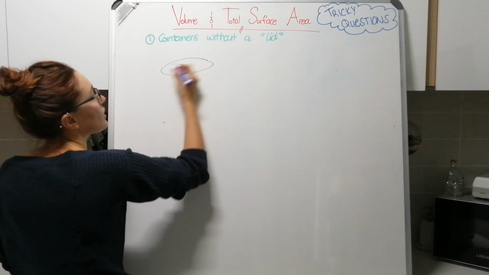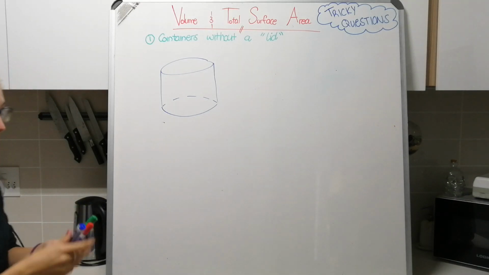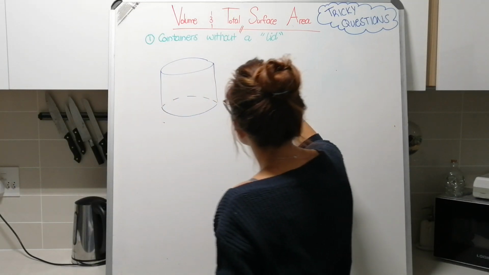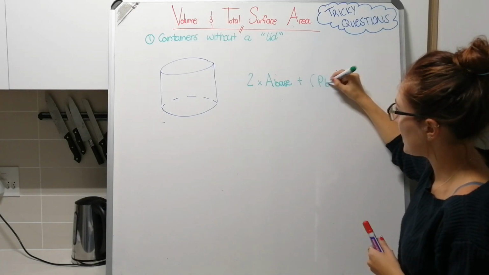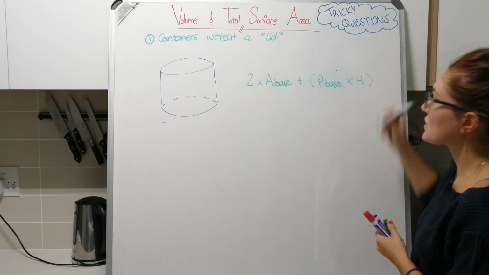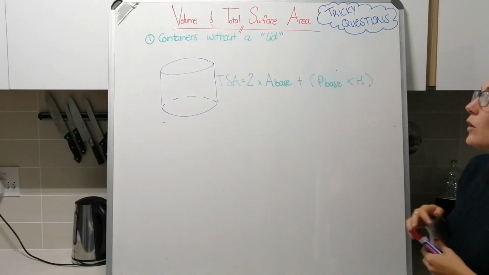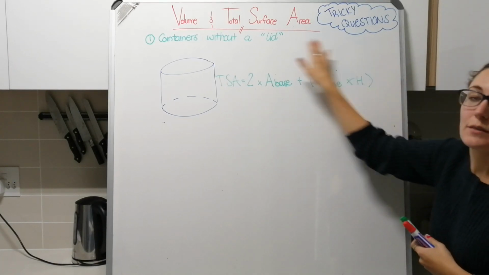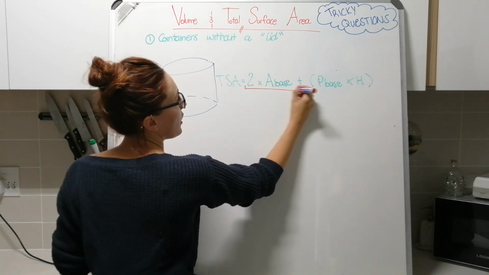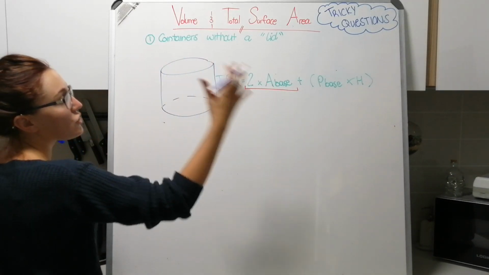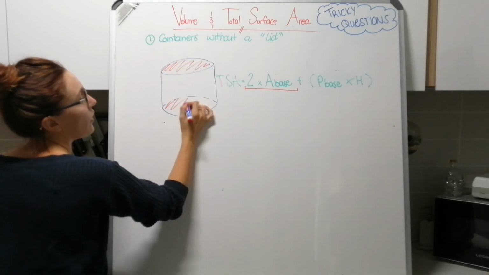usually, let's do a cylinder. Usually we would have a cylinder like this, and then let's say they asked us to determine the total surface area of the cylinder. It would be 2 times the area of the base plus the perimeter of the base times height, right? That's the formula we would use to determine the total surface area of this cylinder. Now, if we actually unpack this part, 2 times the area of the base, that is now including in the total surface area of this shape the area of the top and the area of the bottom.